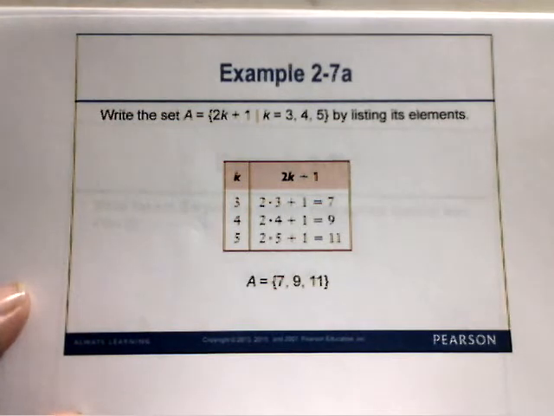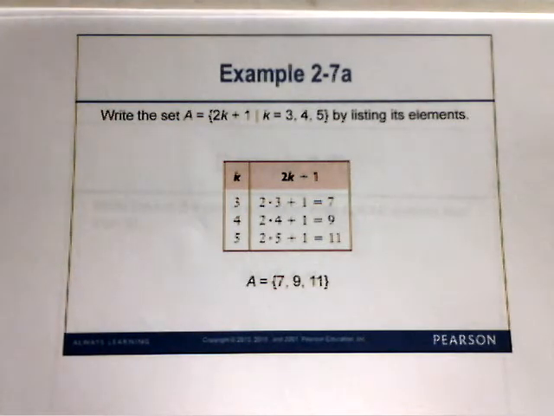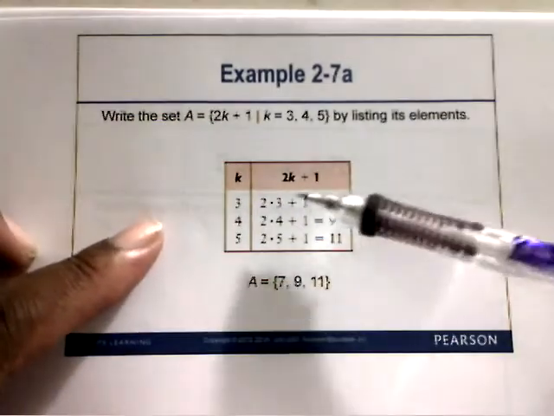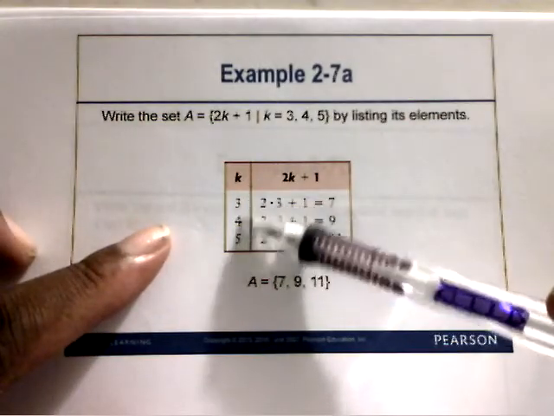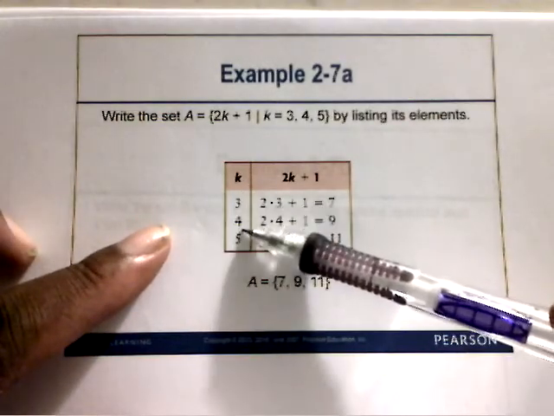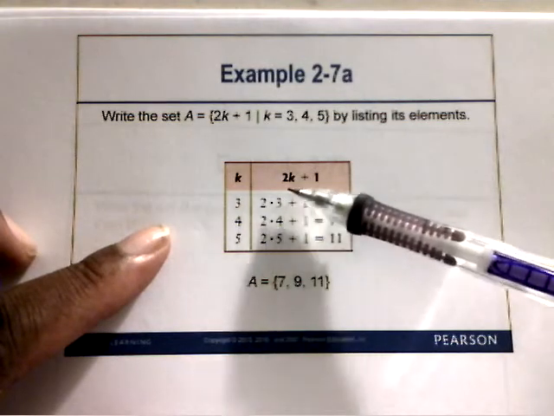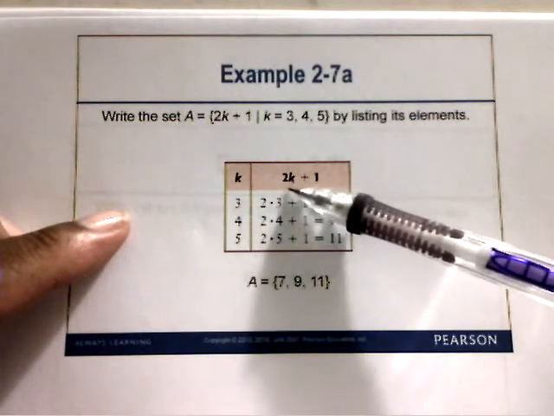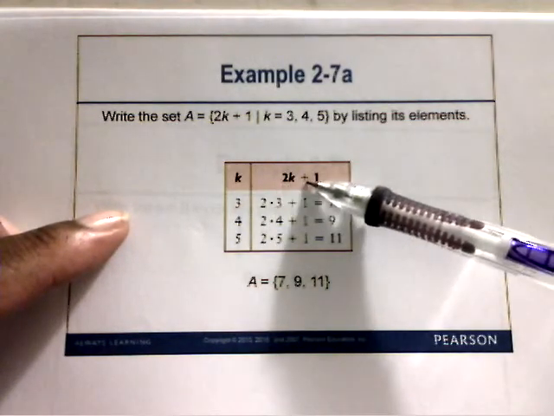Write the set A, which is 2k plus 1, that's the set of all 2k plus 1, such that k is equal to 3, 4, 5, by listing its elements. One way of doing that is creating a table. Here the k in this column is going to be the numbers 3, 4, and 5. On the right hand side, you get 2 times k plus 1. What that means is you're taking the value of k, multiplying it by 2, and then adding 1 to it.